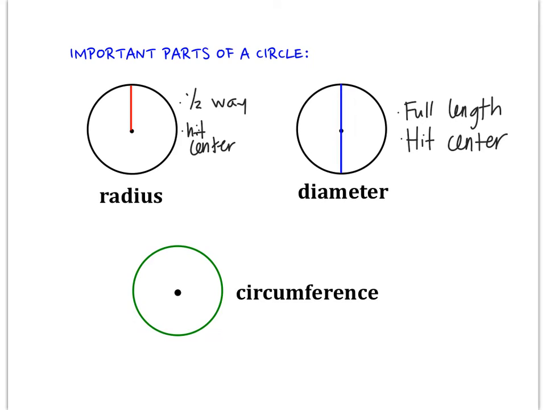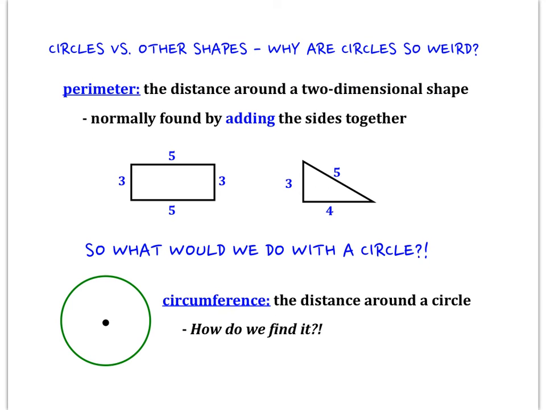If you look at the circumference, it's highlighted in green here, it would be the distance around a circle, so kind of on the outside of that circle. And that's what we're going to be looking at today. Now, I've mentioned before how circles are weird.